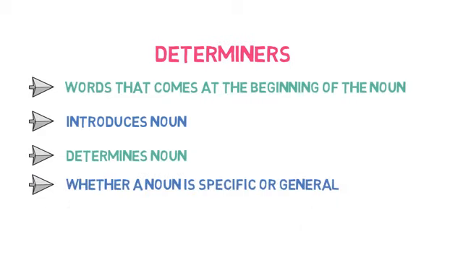Again, I repeat, determiners are words that come at the beginning of a noun, hence basically introducing a noun. They determine the noun, that is, whether a noun is specific or general. These are the four important things that you must understand about determiners.